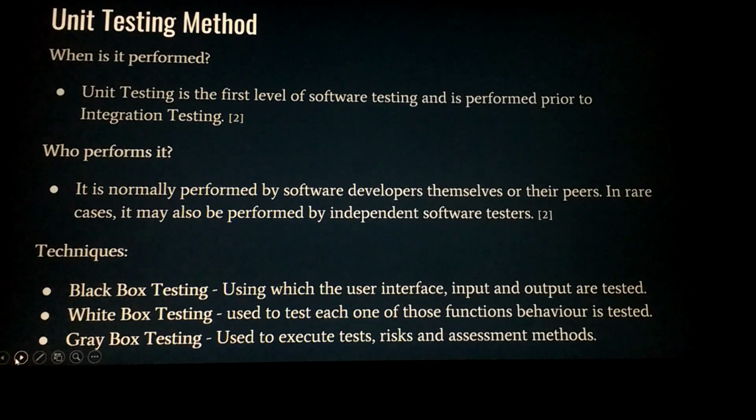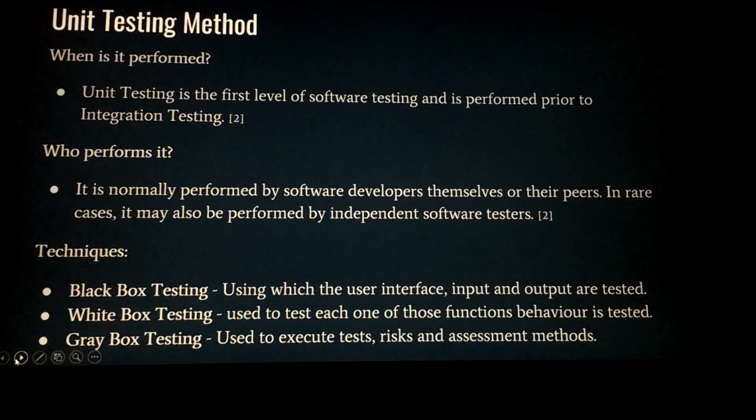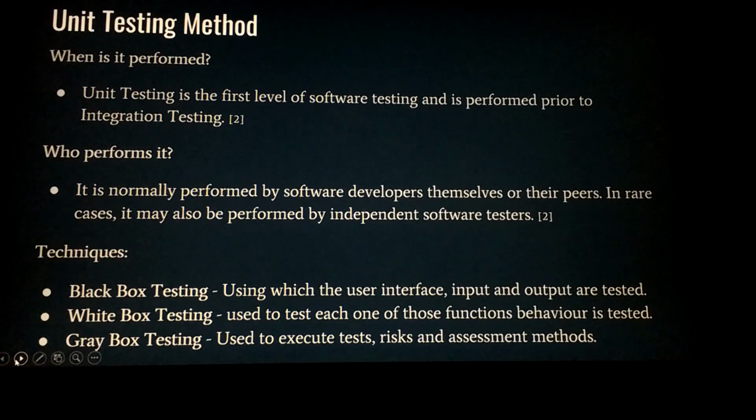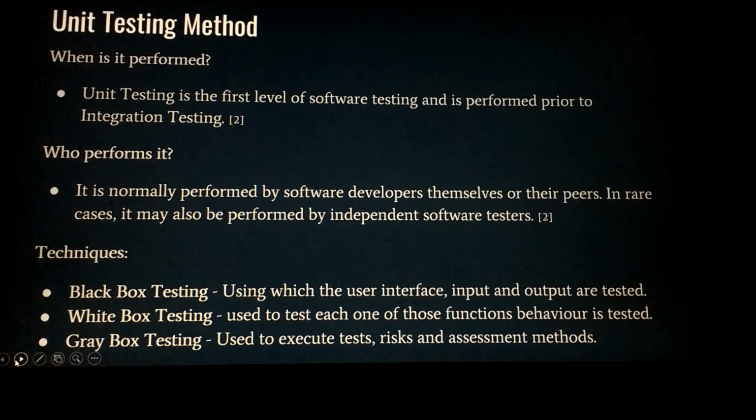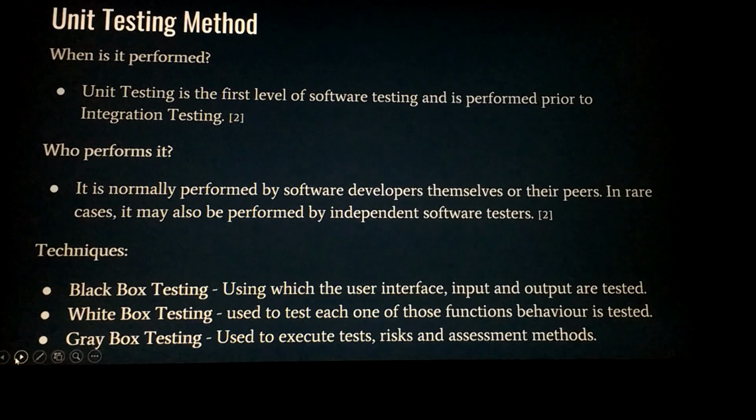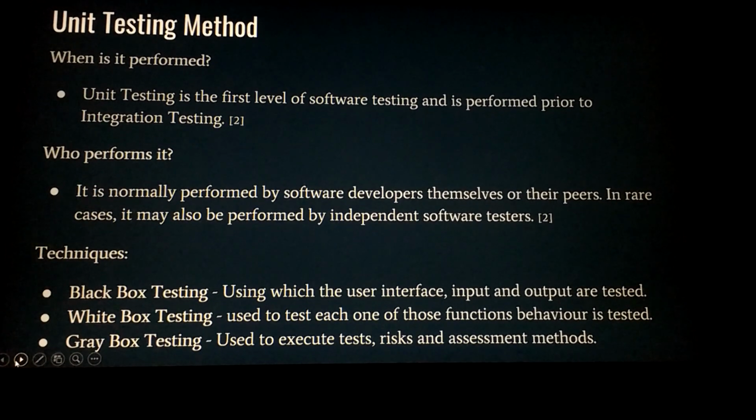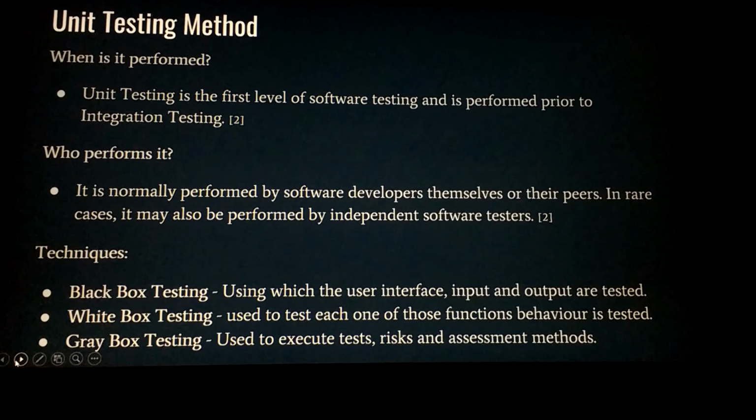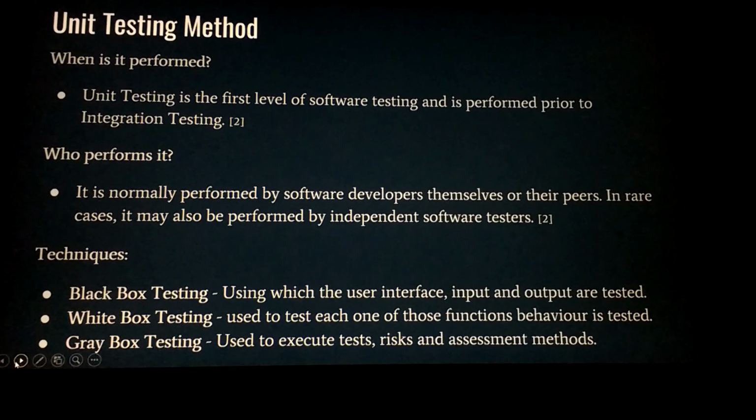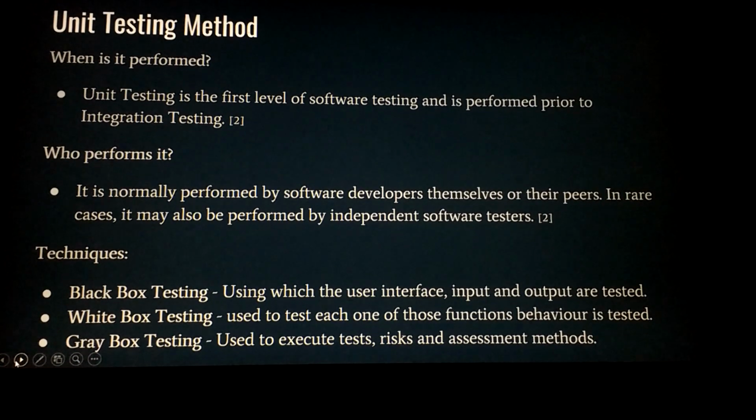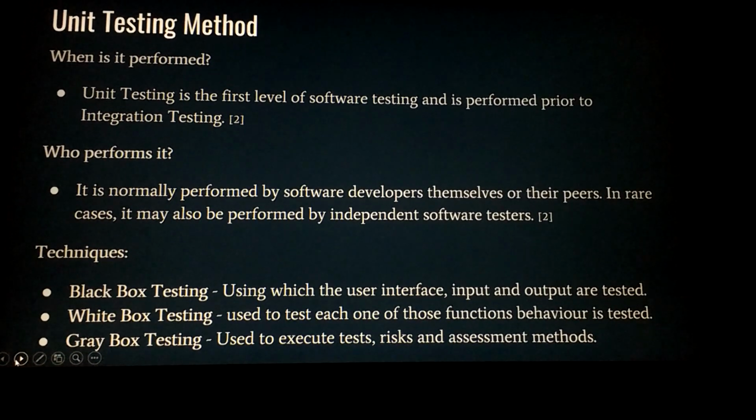Black box testing uses the user interface; the input and the output are tested. In white box testing, which we did last week, each function's behavior is going to be tested. And then gray box testing just consists of executing tests, risk, and assessment methods.